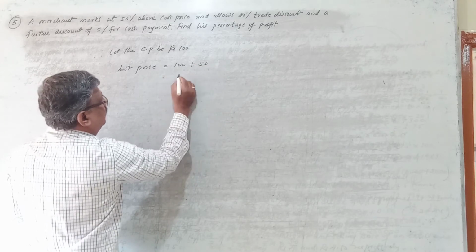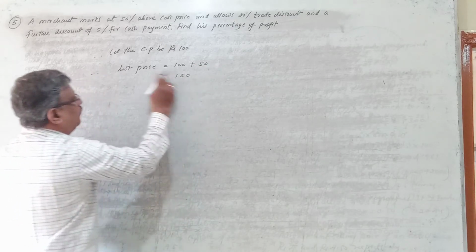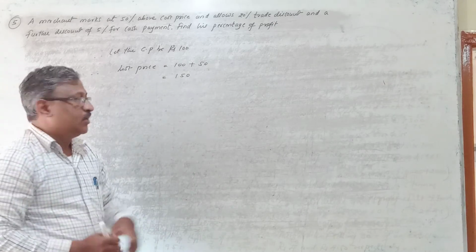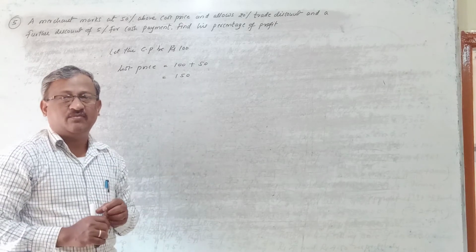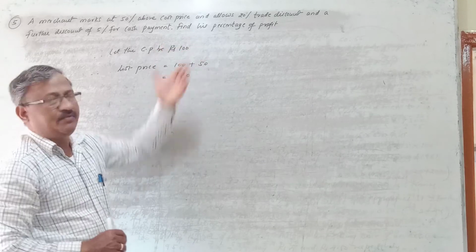So 100 plus 50, we get how much? 150. So 150 is what? That is the list price. So he has marked the article for sale at 150 rupees, and on this he is giving the discount.